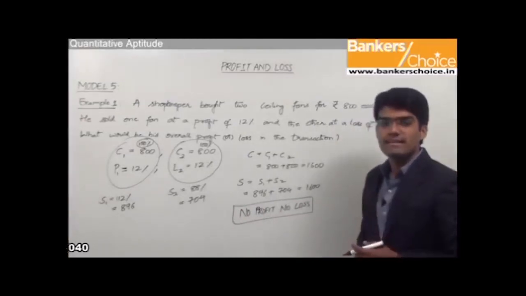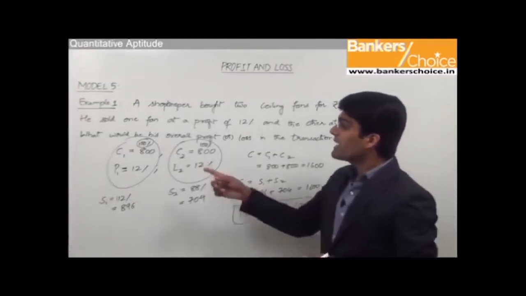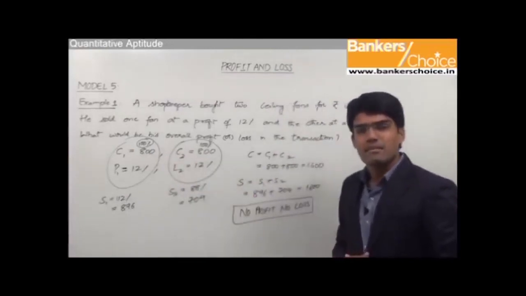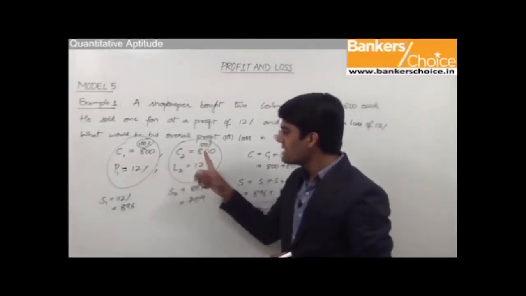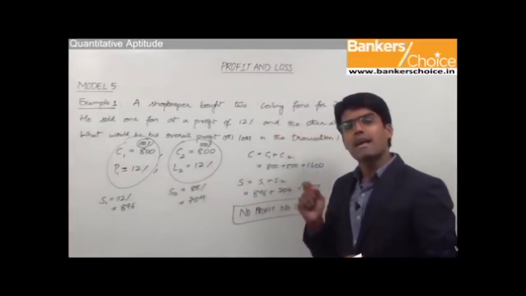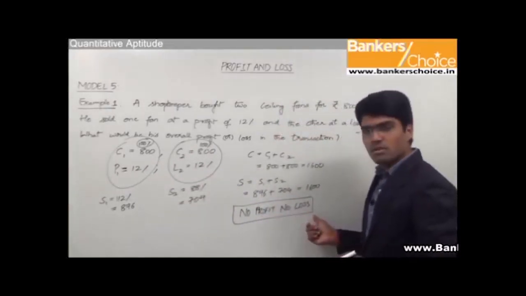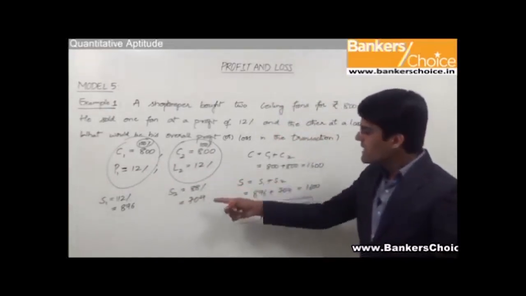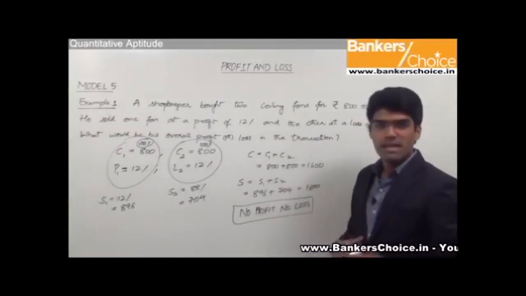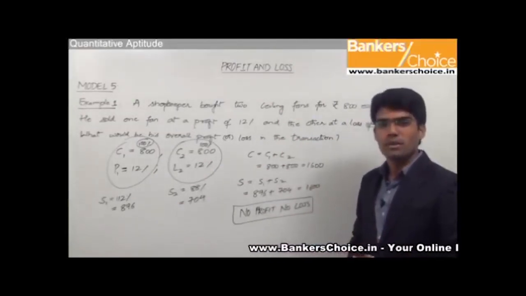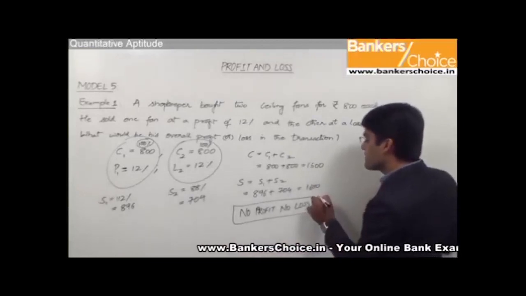So now we can understand that whenever the cost price of two articles is the same and the profit percentage is equal to the loss percentage, the answer has to be no profit, no loss. So from next time onwards, without doing any of these calculations, our simple answer here should be no profit, no loss. But remember, there are conditions which have to be satisfied.